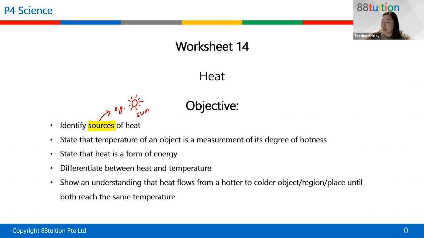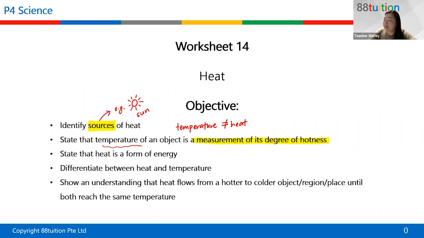Next, state the temperature of an object as a measurement of hotness. Now, you do need to understand temperature is not equal to heat. Temperature is a measurement of the degree of hotness. For example, 20 degrees, 30 degrees, all these are temperature. Degrees Celsius, Kelvin, Fahrenheit, all these are measurements of hotness.